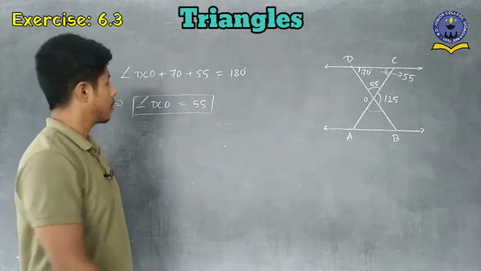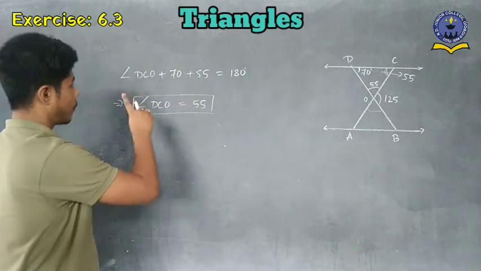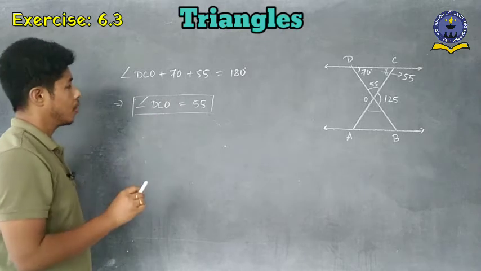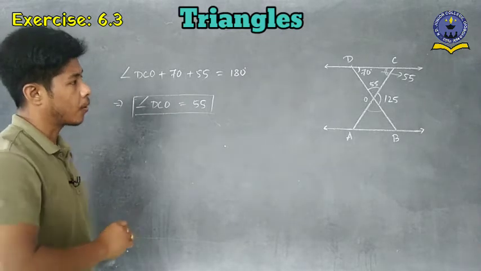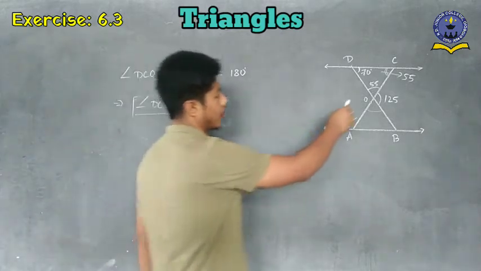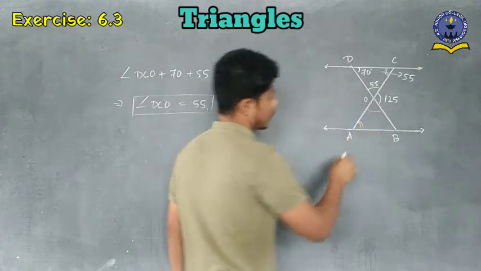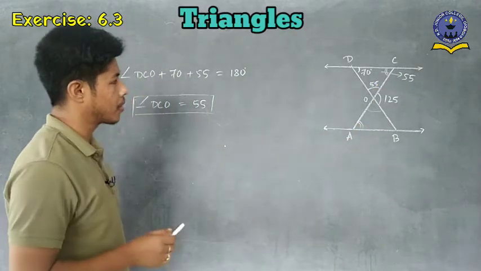Is it clear? So that means the sum of this triangle is 180. So that's why angle DCO is equal to 55. Is it clear? Okay, now after getting this one, we get these two angles. Now finally we have to find out this angle. So how can we find out this angle?